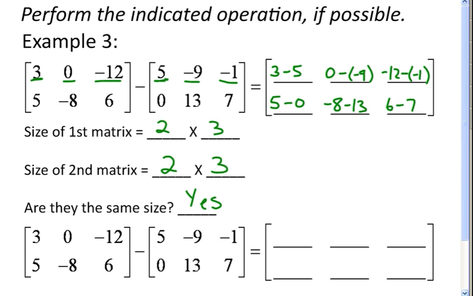Now that we've completed subtracting, we just have to finalize everything. 3 minus 5 is negative 2. 0 plus 9 is 9. Negative 12 plus 1 is negative 11. 5 minus 0 is 5. Negative 8 minus 13 is negative 21. 6 minus 7 is negative 1. So there you have it. Subtracting those two matrices yields this matrix right here.